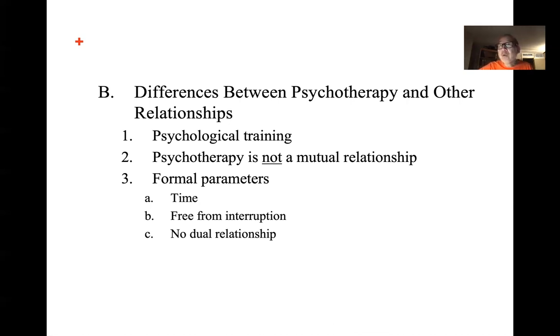And then there are also formal parameters. You can think of them as boundaries in the psychotherapeutic relationship. It's not friends. Some of those parameters include parameters concerning time, interruptions, how one person listens to another, and avoidance of any dual relationship. And again, this stuff we'll probably chat about more when we meet face to face or on Zoom.